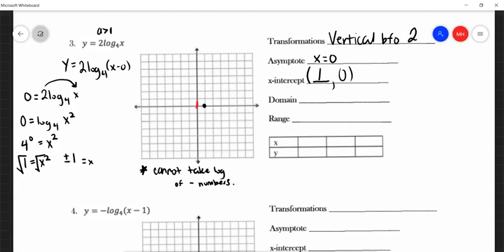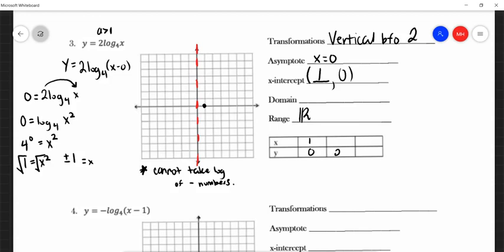I have an asymptote at x equals 0. So that's my y-axis again. Range is going to be all real numbers, or negative to positive infinity, or you can write the words all real numbers. And then I plug in another point, so I've got 1, 0.